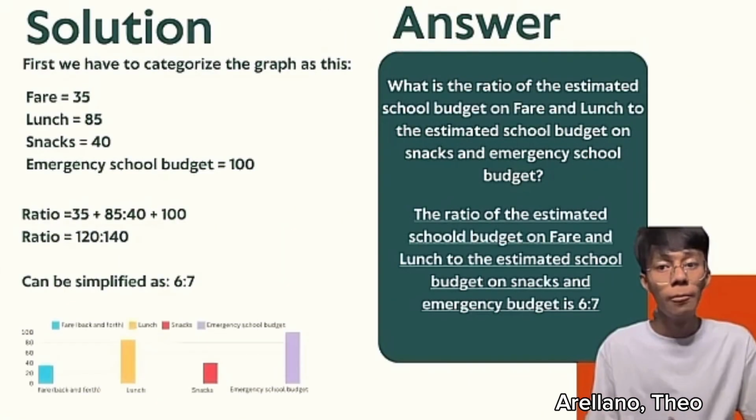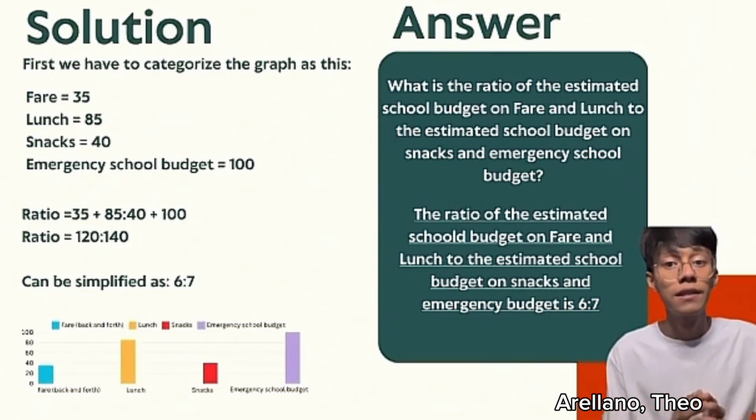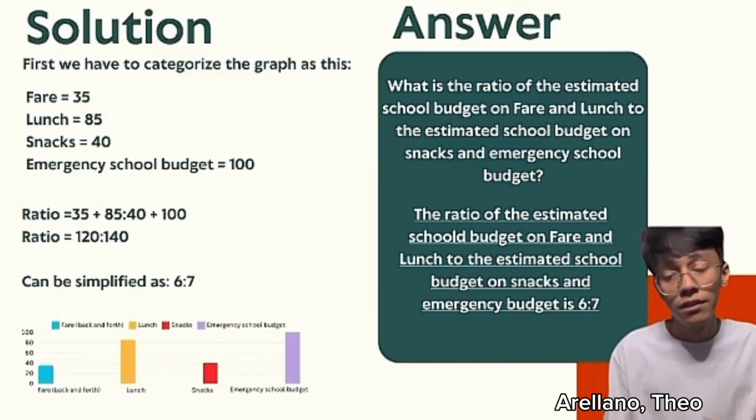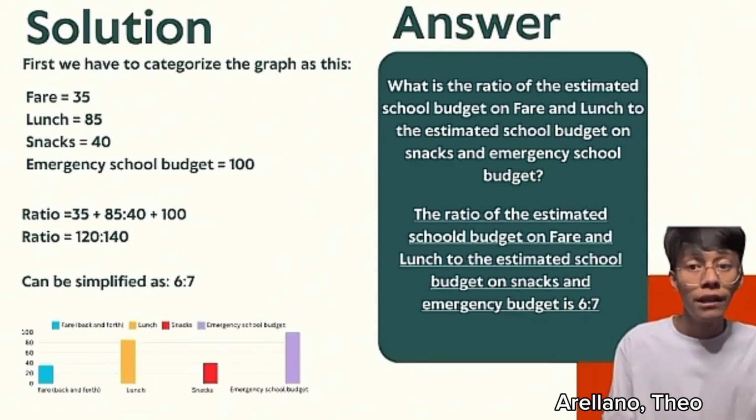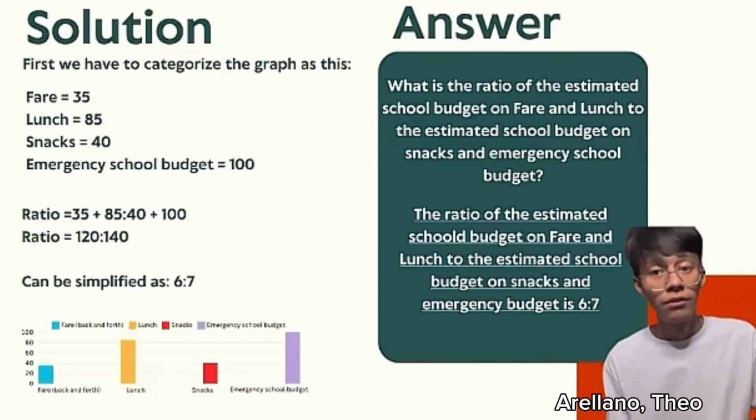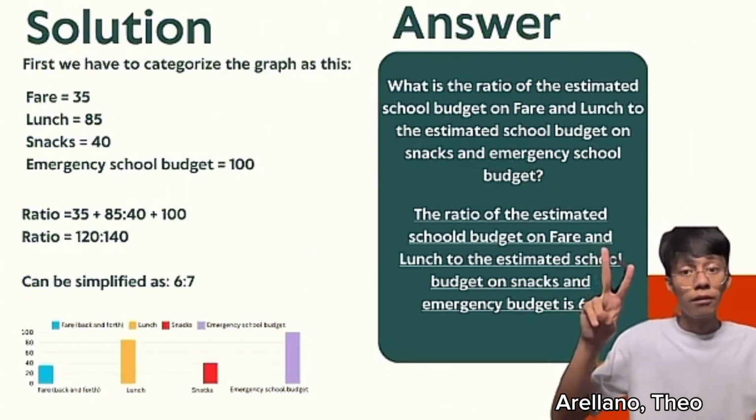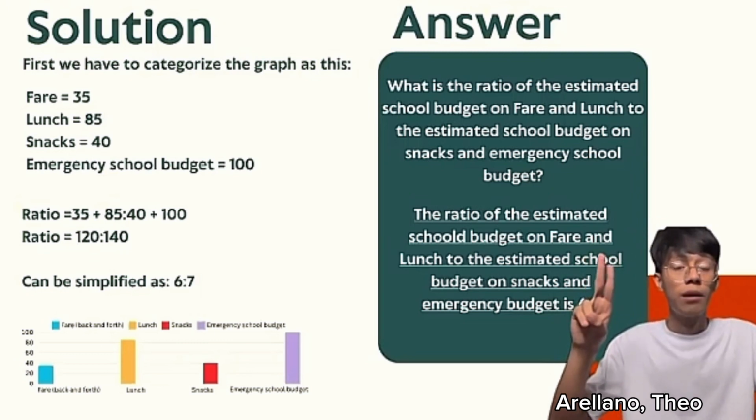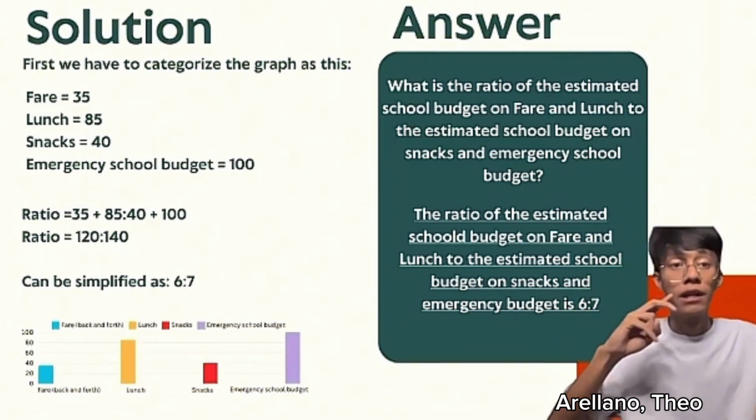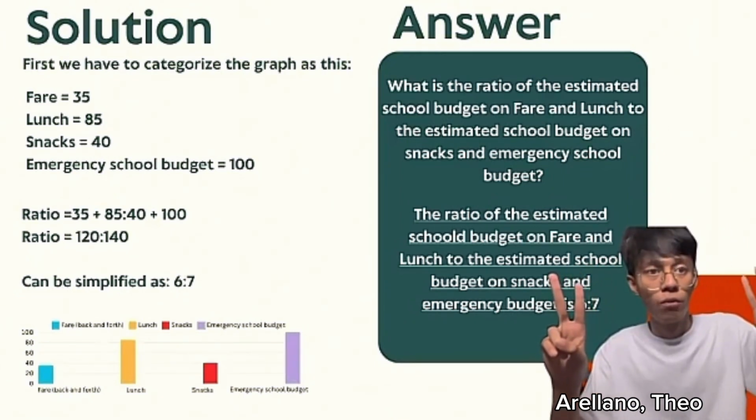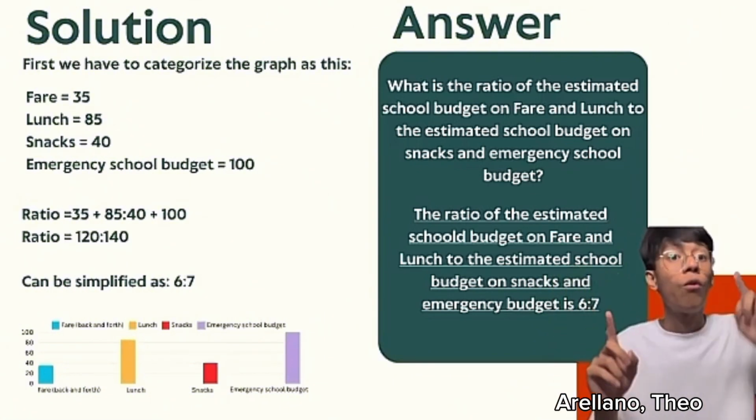So as stated earlier, firstly we have to categorize the graph as this. Since given in the graph that fare is 35, lunch is 85, snacks is 40, emergency school budget is 100. So therefore, we have now the ratio that 35 plus 85 to 40 plus 100. So we just have to sum up this grouped estimated school budget. So first is 35 plus 85, it gives us 120, and also 40 plus 100 is 140. Therefore, the ratio is 120 to 140.